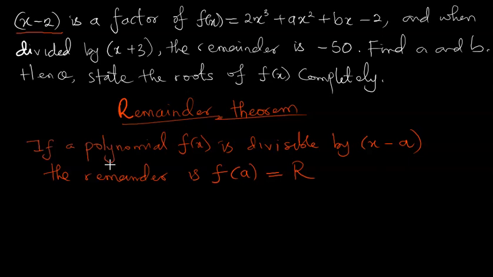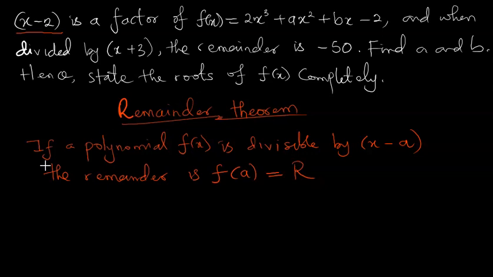First, this is the definition of remainder theorem. If you have a polynomial and you divide this polynomial by this, or it is divisible by this, then if you substitute the value of x as a into the polynomial, you get a value. The value that you're going to get is the remainder.